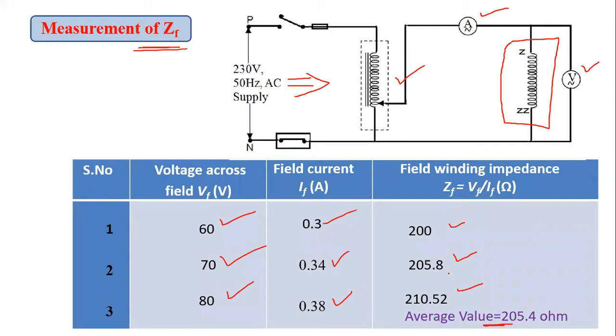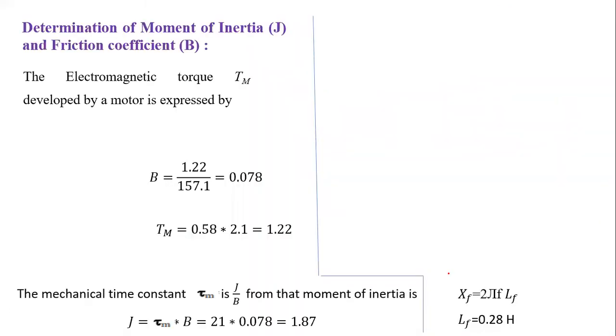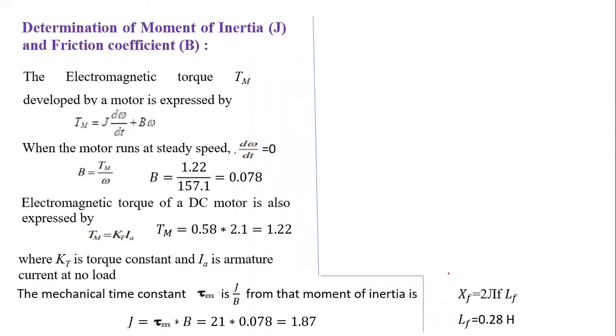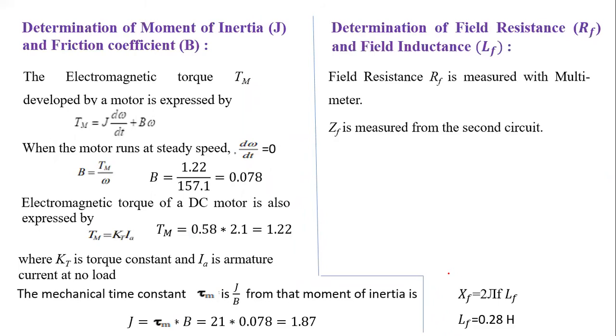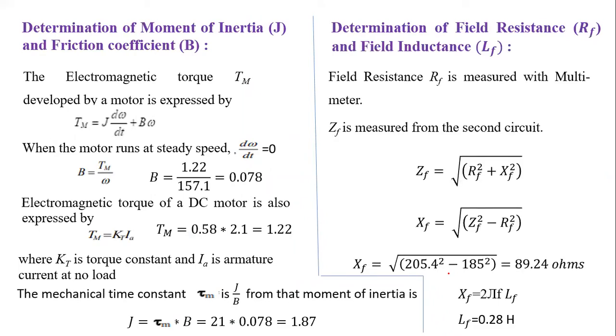Now once we know the impedance and the resistance, then we can calculate the field inductance. First we will find the electrical parameters, and then we will discuss the mechanical. So, determination of field resistance and the field inductance. Field resistance we are measuring directly with the help of a multimeter. And coming to the impedance, we are measuring it from the previous circuit, that is the second circuit.